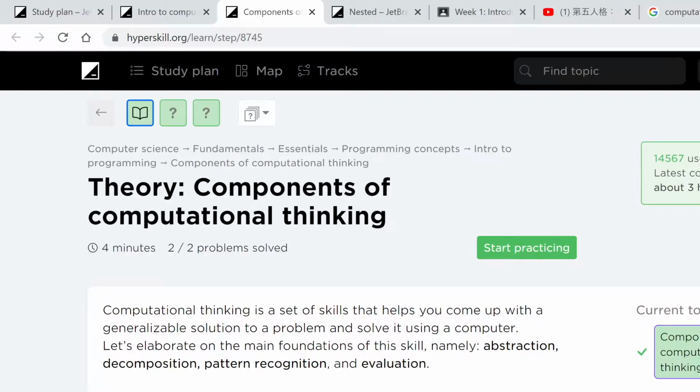Computational thinking is a set of skills. It can help you to come up with a generalizable solution to a problem and solve it using a computer. There are four main stages: abstraction, decomposition, pattern recognition, and evaluation.